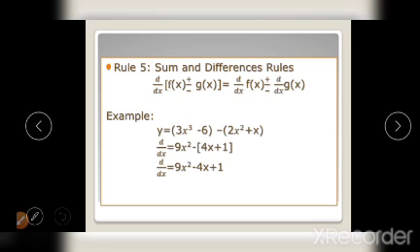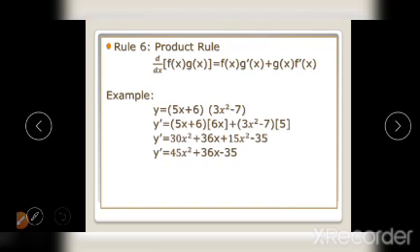So for example, we have y is equal to the quantity of 3x cubed minus 6 minus the quantity of 2x squared plus x. So we have 9x squared minus the bracket 4x plus 1 equals 9x squared minus 4x plus 1. So this is the final answer.